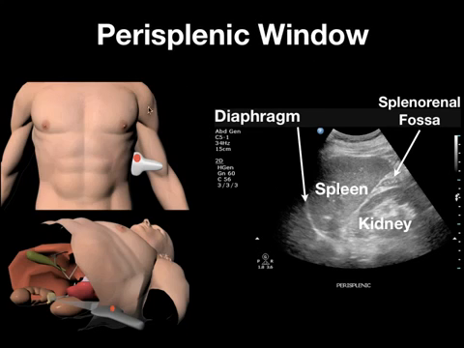So here's your perisplenic window, indicator towards the head. You're cutting through in an intercostal oblique plane. So lateral, medial, head, foot, diaphragm, which is going to be a big landmark here. You've got your spleen here, your kidney here, splenorenal fossa, and here's the all-important subdiaphragmatic area.